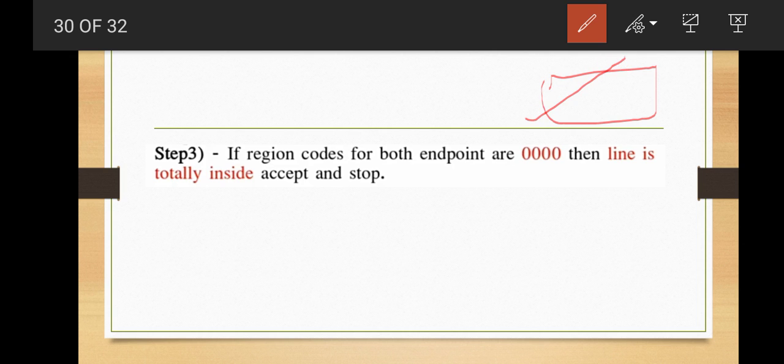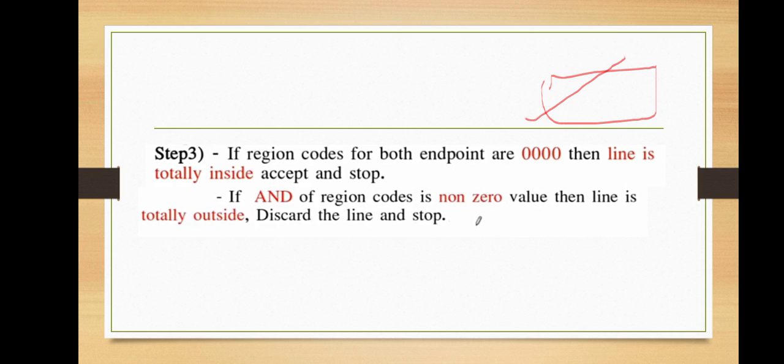So the first case: if the region code is 0 0 0 0, it means the line is totally inside, so you have to accept the line and stop here. In case of lines whose region codes are non-zero, you have to take the AND operation, meaning combining the bit values.